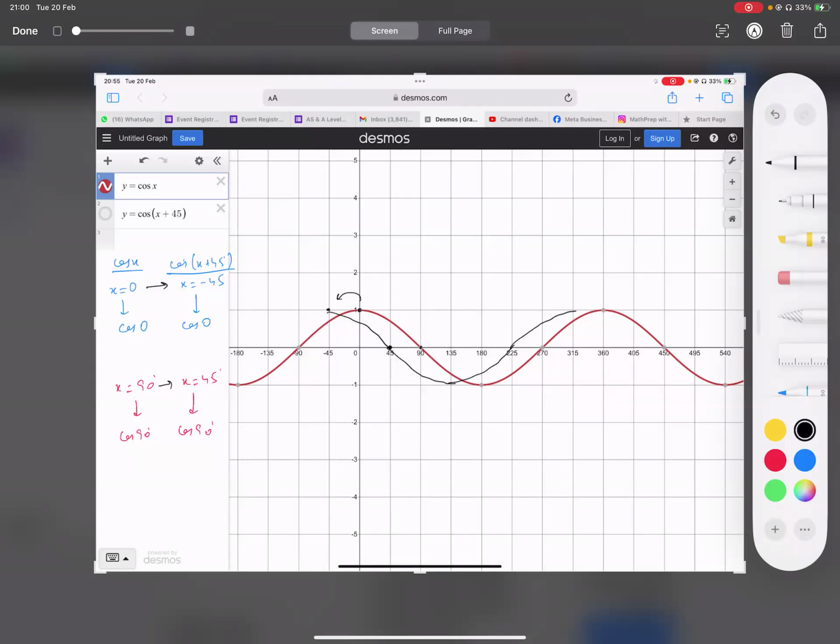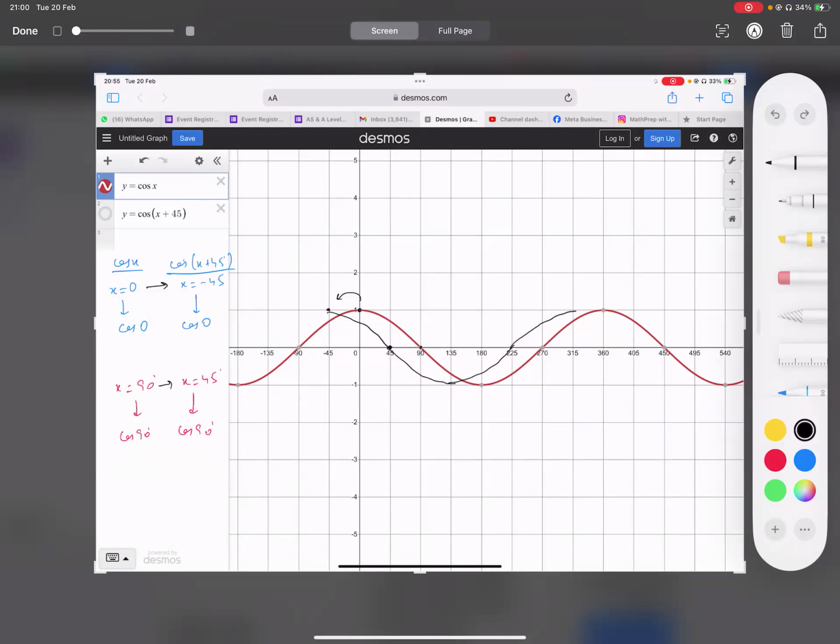Does that make sense? So in horizontal transformations, it works a bit counterintuitive in the sense that when you do plus inside, the function actually moves towards the left. When you do minus inside, the function moves to the right. And this is the logic for that. Okay? Because the same point now comes 45 degrees earlier. It comes 45 degrees to the left side. Every point moves to the left side. Is that okay?